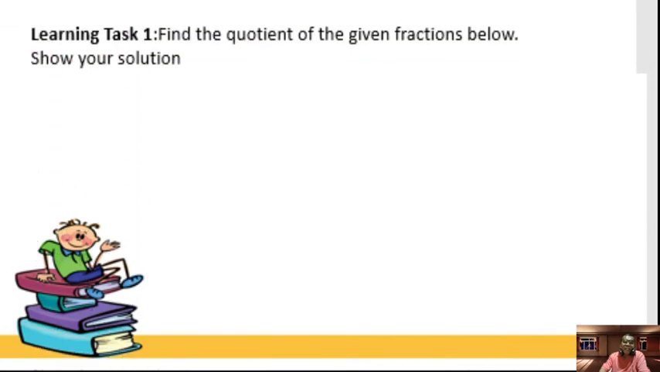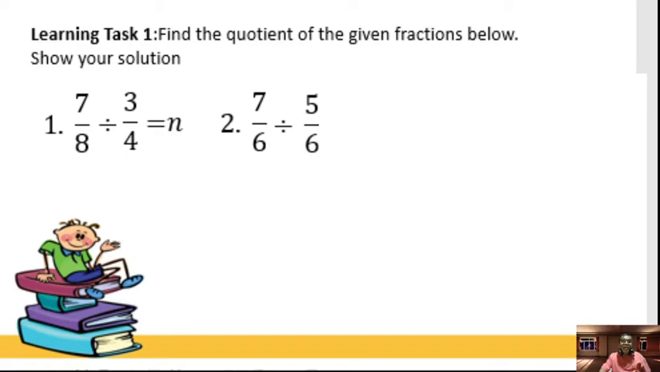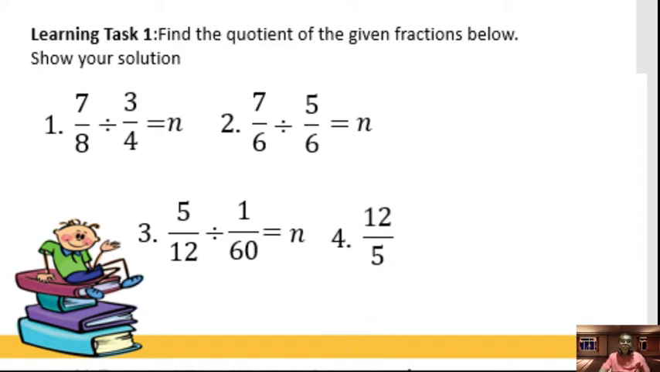Okay, so this time, this is your activity or learning task 1. Find the quotient of the given fraction. Number 1, 7/8 divided by 3/4 equals n. Number 2, 7/6 divided by 5/6 equals n. Number 3, 5/12 divided by 1/6 equals n. And number 4, 12 over 5 divided by 1/6 equals n.